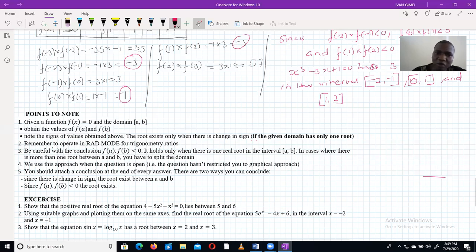Then also remember to operate your calculator in rad mode. This is very, very important. Some of you forget, people fail these numbers, always forgetting this. When you're dealing with trig functions, make sure your calculator is in radians.